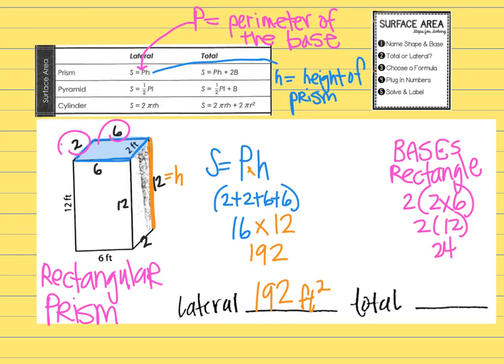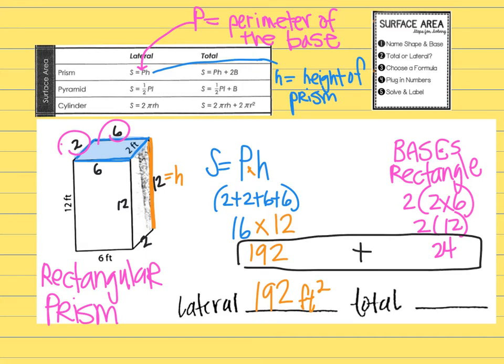Now, the reason that I just did this separately over here on the side is because I already had this much right here, which was the first part of the formula. And then I do my 2 bases. So I have my 2 bases right here. I'm just going to add these 2 together to get my total. And that would be 216. And again, it's measured in square feet.